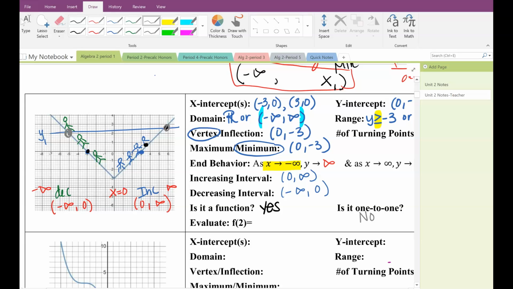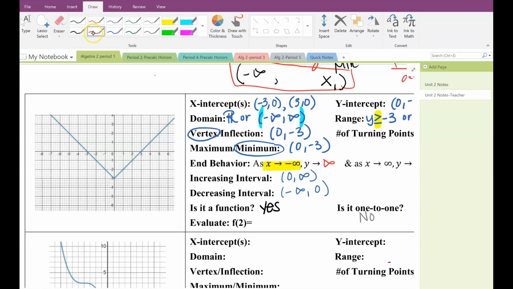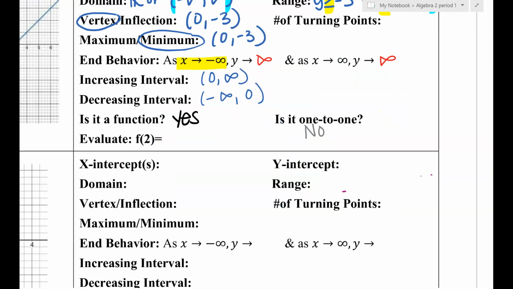Evaluate f of 2. f of 2 means that when x is 2, what is y? So I'm going to find 2 on x and draw a line. Beep, beep, beep, beep, beep. So there's x equals 2. Now y is right there. It intersects y right there, and right there means the y value at that x. So this right here, it's 1. So f of 2 equals 1. If I can get my pen to work.